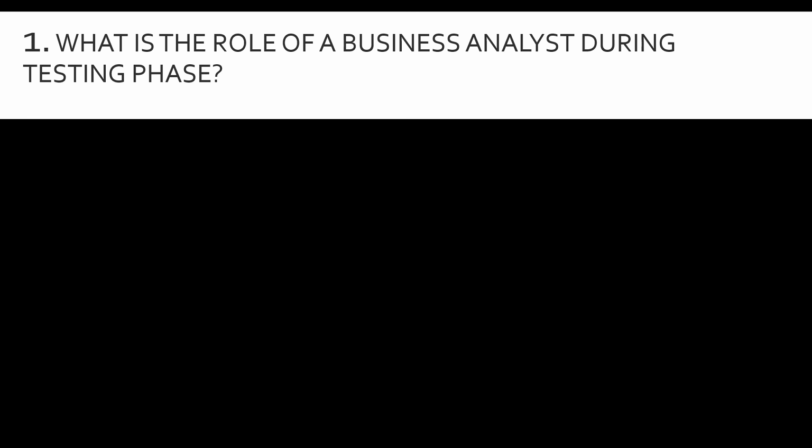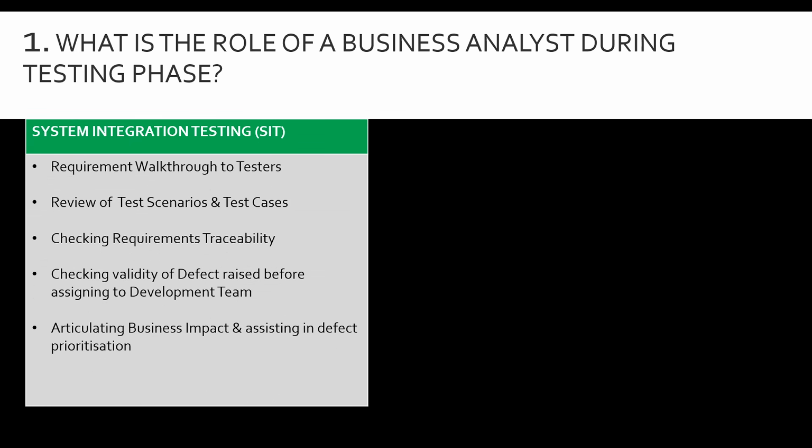Question number one: what is the role of a business analyst during the testing phase? This is a sure shot question, and 90% of the time this question would be asked in the interview. There are two major testing phases. One is the SIT, system integration testing. The other is the UAT, user acceptance testing. We're going to look at the roles and responsibilities of a business analyst during these two key testing phases. So let's start with SIT.